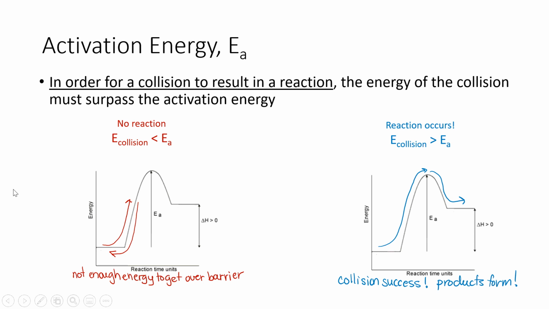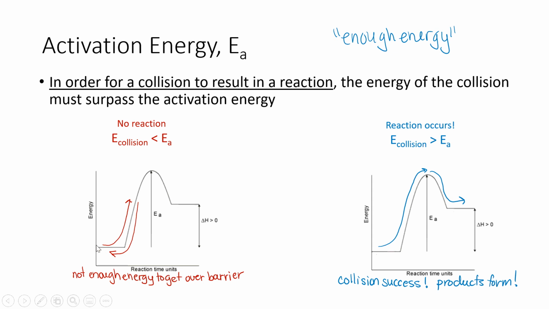And in order for a collision to result in a reaction, the energy of the collision needs to surpass the activation energy. So remember earlier on, we said that the collision needs to occur with enough energy. This is what we mean by enough. So the collision energy needs to be greater than the activation energy. So if you look over here on the left, here's an example where I have my reactant molecules collide, but they don't have quite enough energy to get all the way up and over here. So they're just going to fall back down here and stay as reactants.